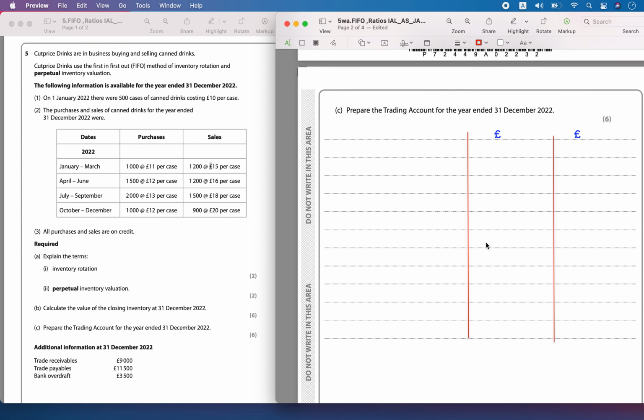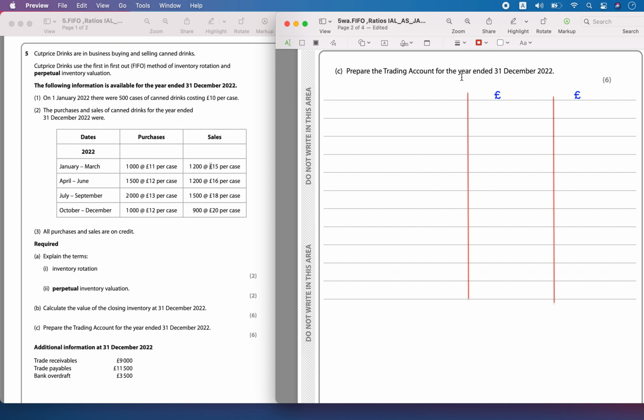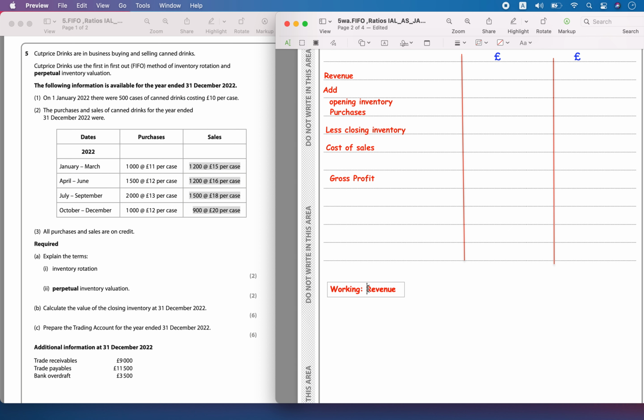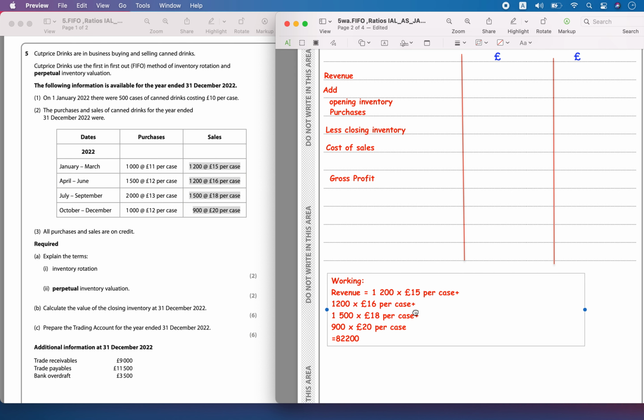Now the next one is prepare the trading account for the year ended 31st December 2022. Now let's calculate the revenue. All this you have to add up, and when you add up all this, it comes up to 82,200.